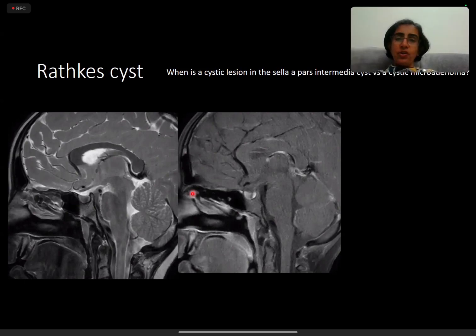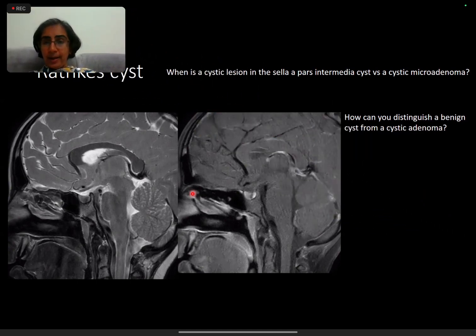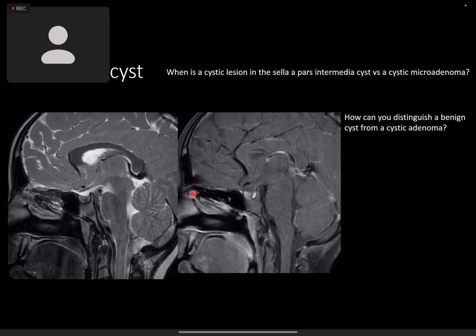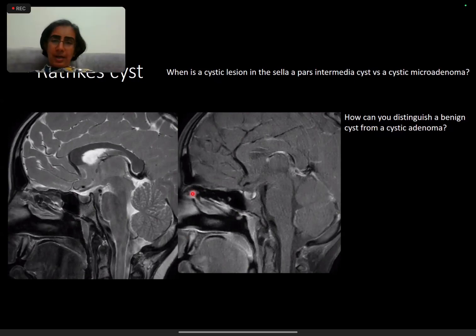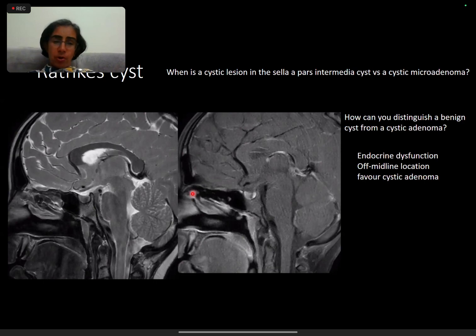So how will you distinguish this Rathke's cleft cyst from a cystic adenoma? It can also be a cystic adenoma, right? That's the differential. Ma'am, a Rathke's cleft cyst will not show enhancement even in delayed phase, whereas a cystic adenoma will show delayed enhancement. May or may not. If it's completely cystic, it may not show enhancement. Not sure. So here's the answer. If there is associated endocrine dysfunction and off-midline location, it's more likely to be a cystic adenoma. Rathke's cleft cyst is typically midline.